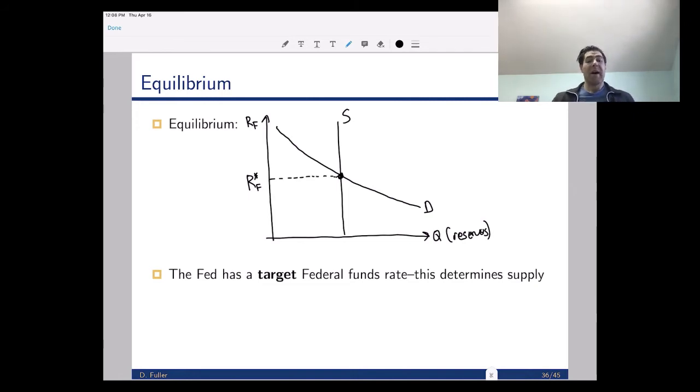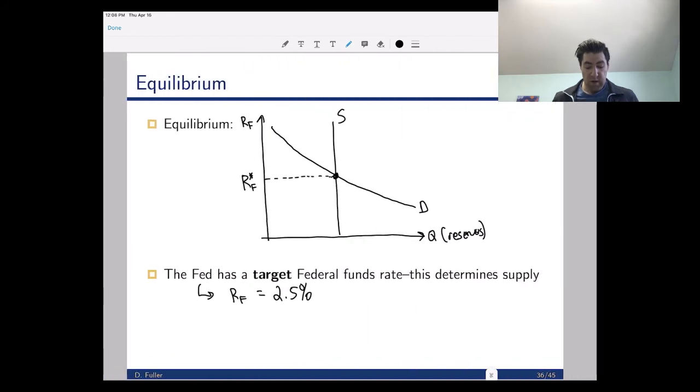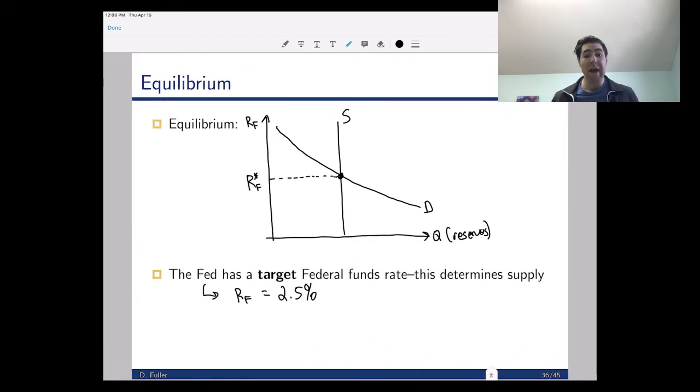And so how does the Federal Reserve decide on what the supply should be? They have a particular target for the federal funds rate. So the Fed may say we want RF to be 2.5%. That's our target interest rate. And so they're going to adjust supply to make sure that that target is always hit. So lots of things can happen. The demand for reserves may shift around, and the Fed then will respond to keep things at the target rate.